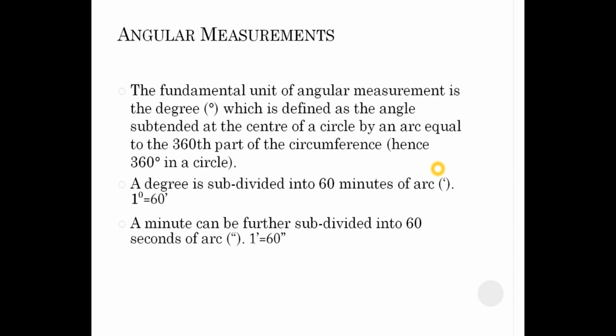Now let's talk about angular measurement. The fundamental unit of angular measurement is the degree, which is defined as the angle subtended at the center of the circle by an arc equal to the 360th part of the circumference, right? Hence 360 degrees in a circle. Now a degree is subdivided into 60 minutes of arc, so 1 degree is equal to 60 minutes. A minute can be further subdivided into 60 seconds, so 1 minute is equal to 60 seconds. These are the few important things you have to remember.